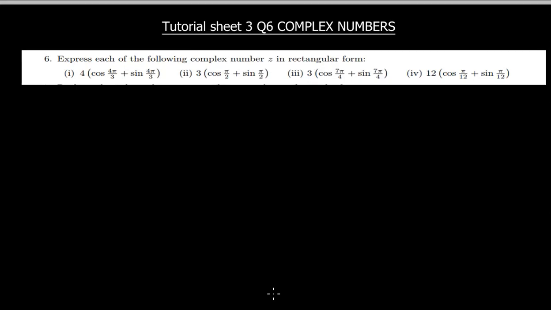Hi everyone, so this is question 6 tutorial sheet 3 under complex numbers. So the question is: express each of the following complex numbers z in rectangular form. Question 5 was about expressing it from rectangular to polar form. Now this one is vice versa, it's the opposite.